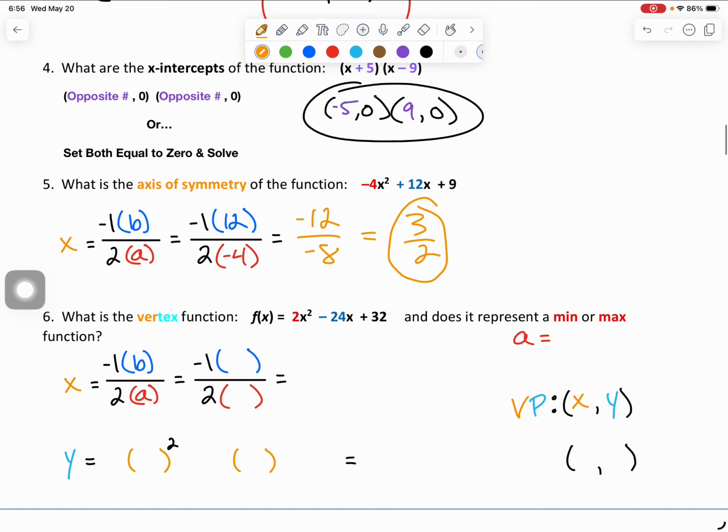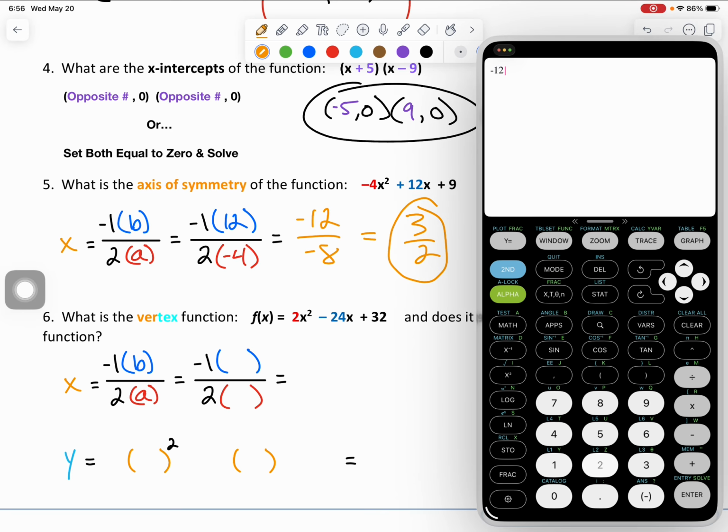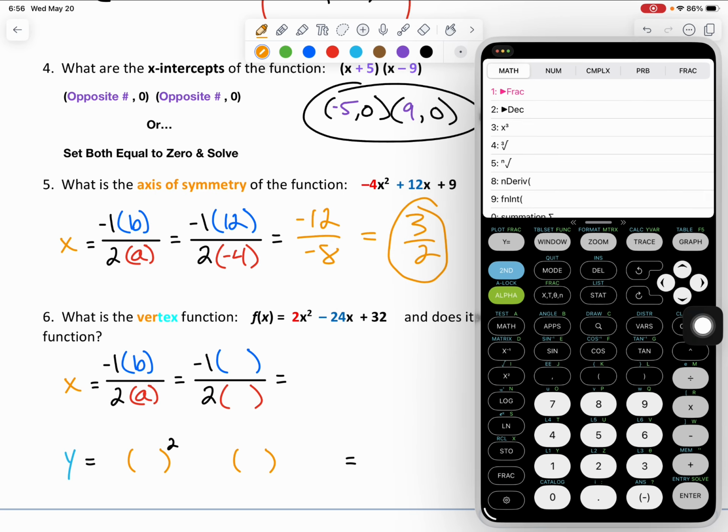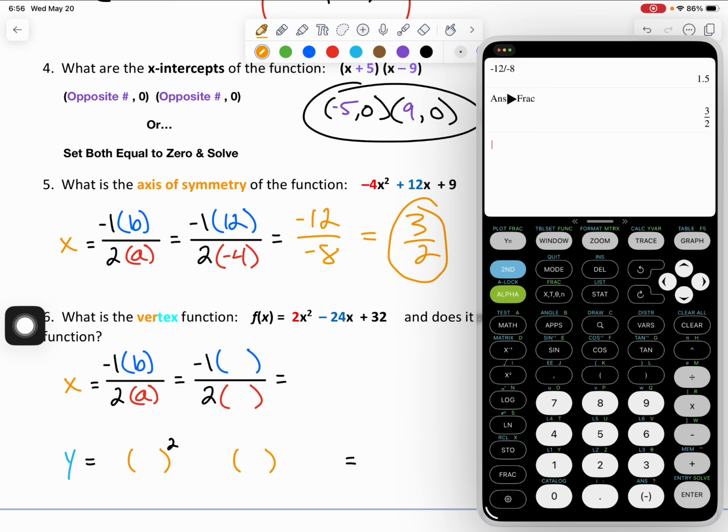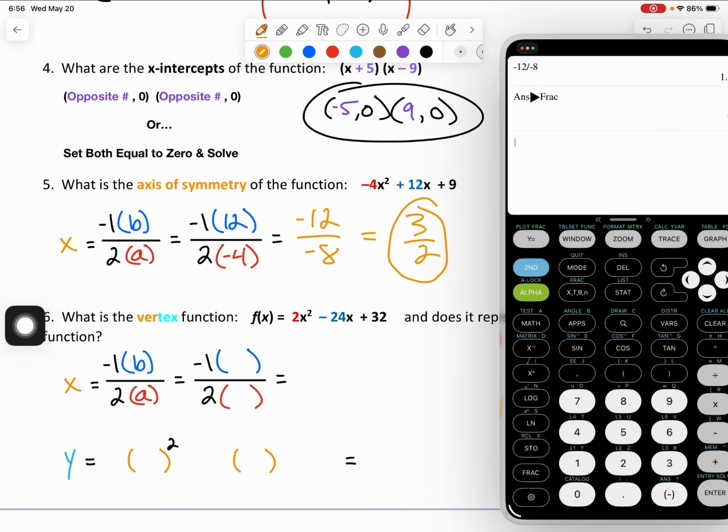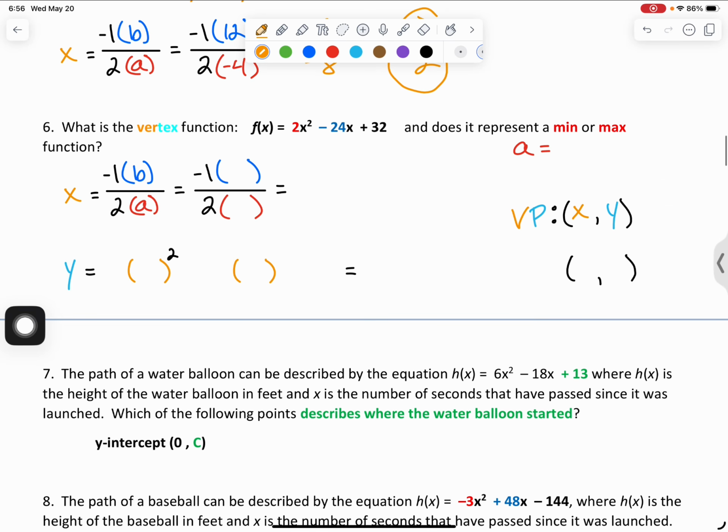If you were to do, let's just say, negative 12 divided by negative 8 in your calculator, and you're like, oh my goodness, I got 1.5, well, hit math, then hit the enter button twice in a row. And again, what did it convert to? 3 over 2.